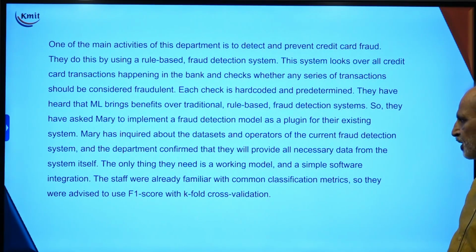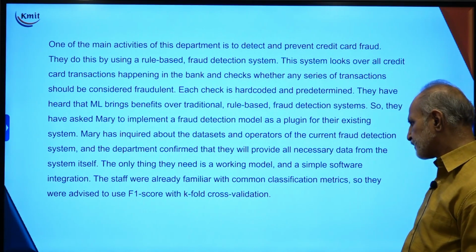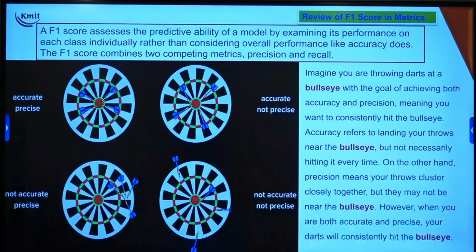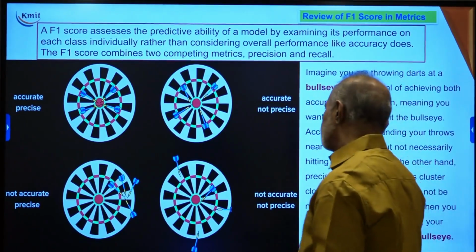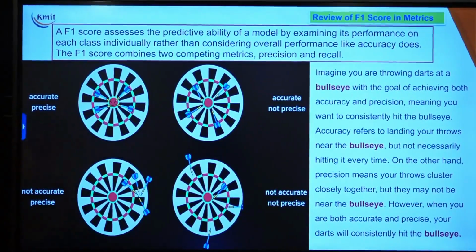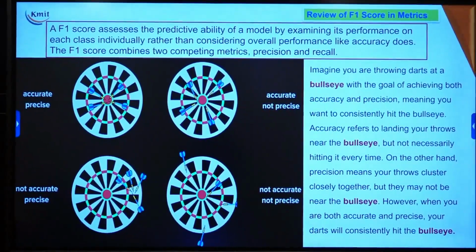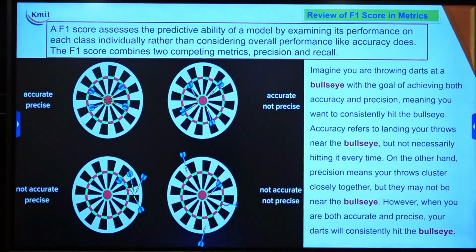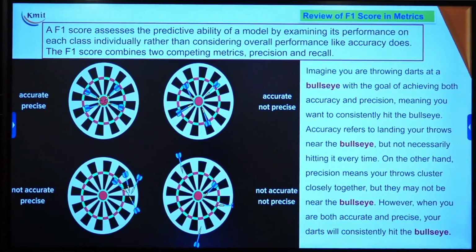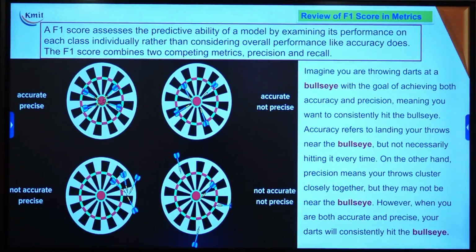So, they were already familiar with the common classification problem metrics. So, they have decided to use the F1 score as one of the metrics. So, what is F1 score? Okay. F1 score is a very beautiful metric in data science metric performance. Okay. So, let us see what is meant by accuracy and what is meant by precision. So, I am just reviewing the F1 score in the metrics.